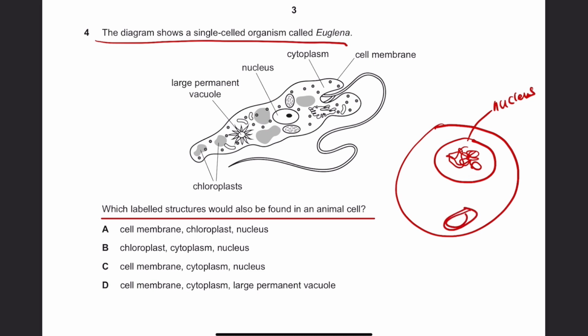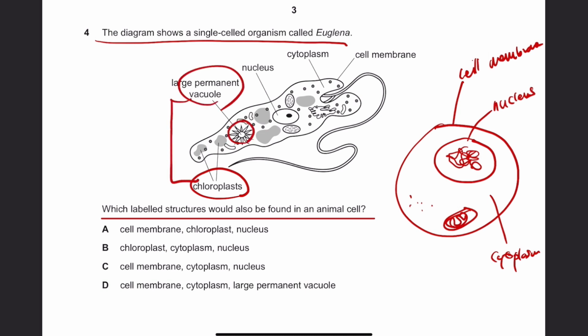Mitochondria are common as well. Ribosomes are also common, and cytoplasm is also common, surrounded by the cell membrane. An animal cell does not have chloroplasts, nor does it have a large permanent vacuole.